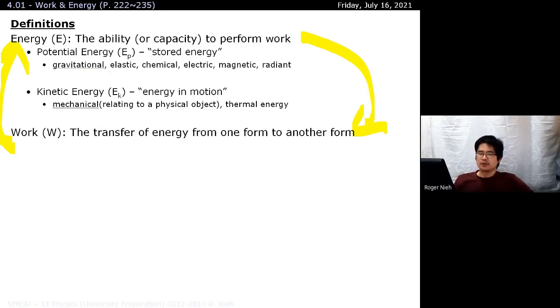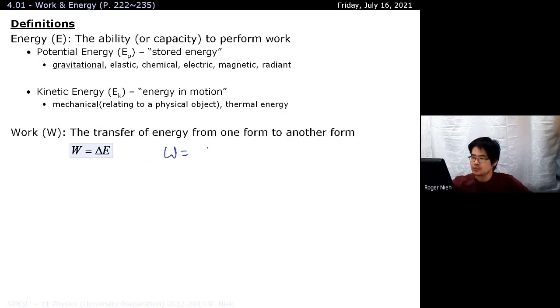And I think it's helpful to know that, yes, there is a formula to describe energy and work, where by definition, work is equal to delta E. And remember, delta means change in. So work is equal to the energy you have at the end, subtract the energy that you have at the beginning. So initially you may have stored energy, and when that stored energy goes into action, now you're performing work.